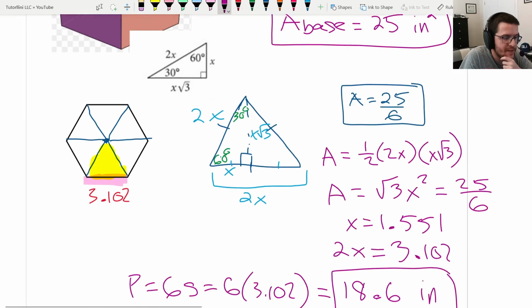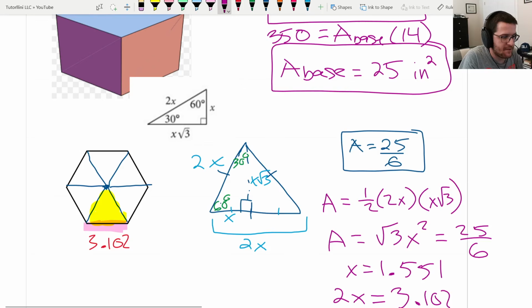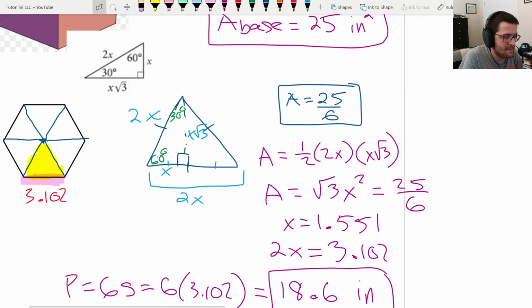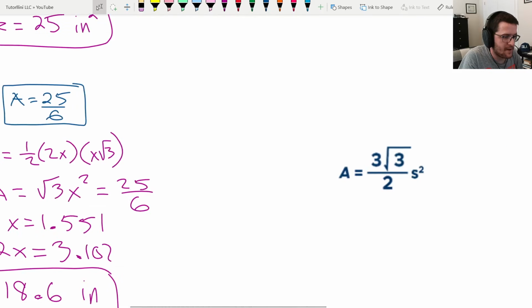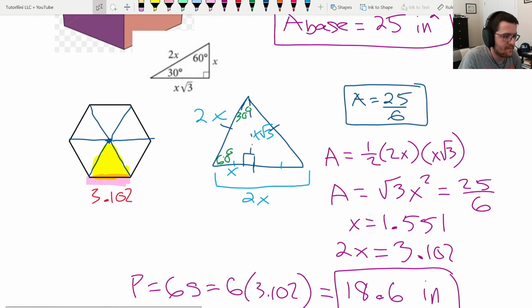Certainly you don't need to memorize this, but what would make this problem go faster is if you knew the formula for the area of a regular hexagon. I don't know why I can't select this.